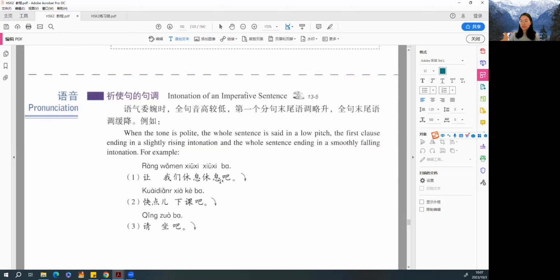让我们休息休息吧。So when we say 吧, it indicates it's a helper word at the end of the sentence, which shows an invitation, a suggestion, a very polite suggestion, and so on. There's no real meaning for adding this at the end of the sentence. It will make your expression, your suggestions, more polite. So, hey, let's do something like this. 快点，下课吧。下课 means, oh, please, the class end, please. 请坐吧. So, please have a seat. 请坐.